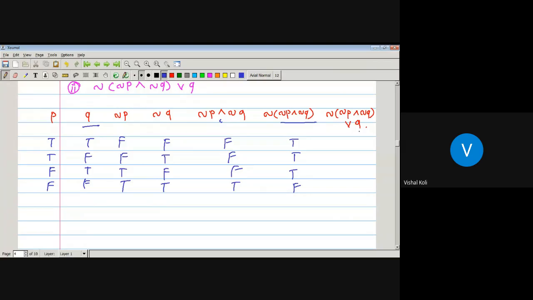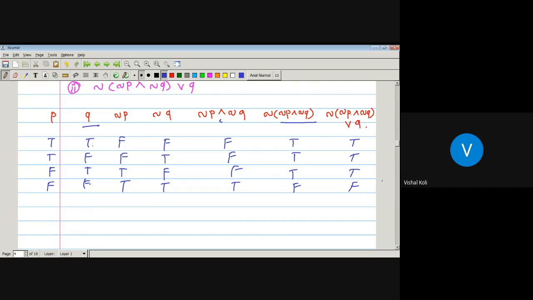And we know that in a disjunction statement, if P and Q are two statements, then P disjunction Q is false if and only if both are false. So here, true, true, true, false, true, true, true, true, true, false, false, false. Okay.